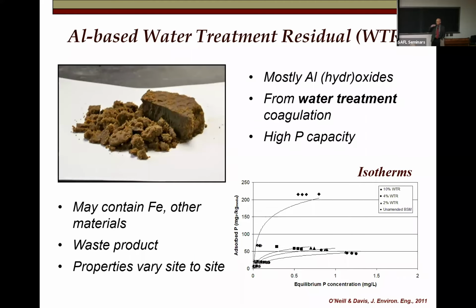So we specifically looked at aluminum-based water treatment residual. It's a waste material that you can find from many drinking water treatment plants. Drinking water treatment plants, not wastewater treatment plants, will use a material such as alum to help remove turbidity from the water, and it becomes a waste material to them. It's mostly an aluminum hydroxide material. So we started looking at this material for enhanced phosphorus removal.